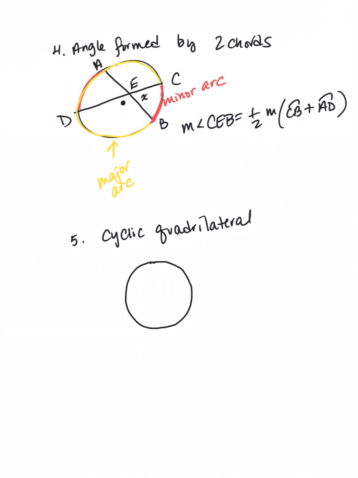So a cyclic quadrilateral is a quadrilateral that has all of the endpoints on the circumference of the circle.